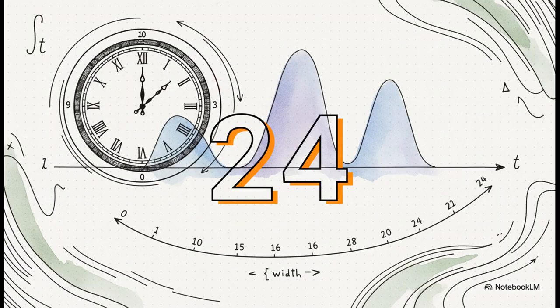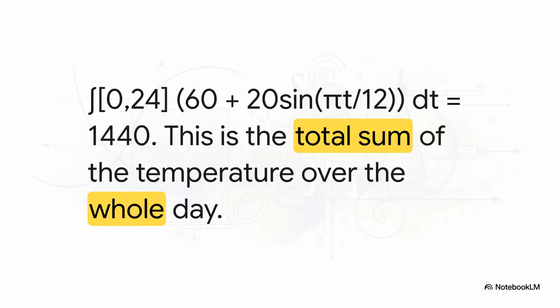Step 1 is by far the easiest. We're looking at a 24-hour day, so our interval goes from time 0 to time 24. The width is just the end minus the beginning. 24 minus 0 is, you guessed it, 24. Easy enough? All right, now for the calculus, we need to integrate our temperature function from 0 to 24 hours. This is our summing step.